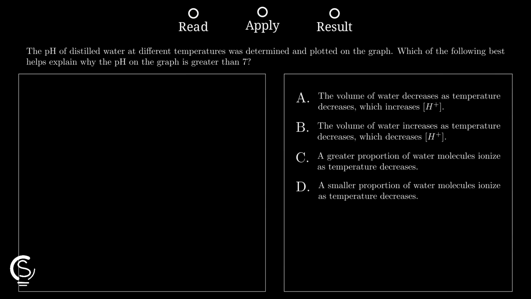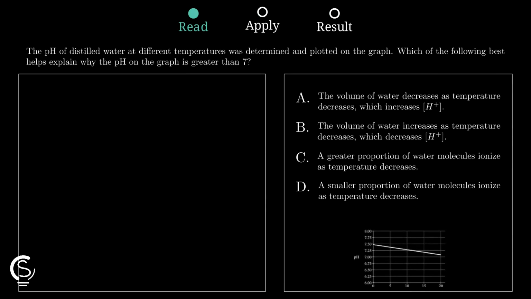First, remember that the autoionization of water is an endothermic process. This means the reaction absorbs heat to break bonds and create hydrogen ions, which is the key starting point here.